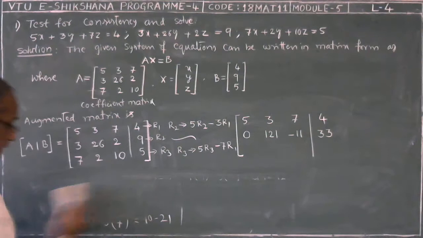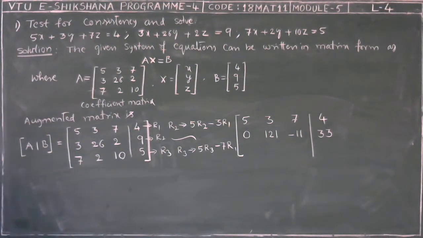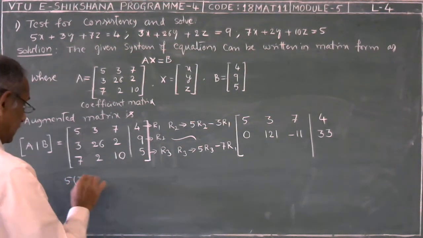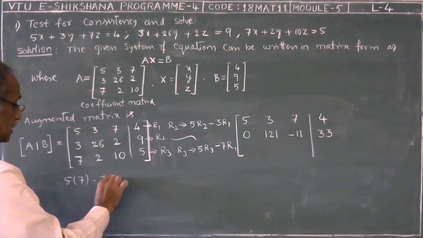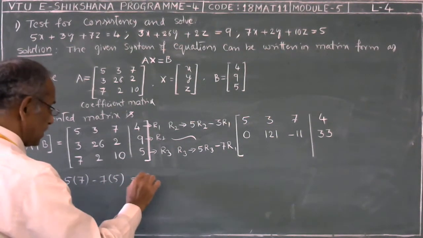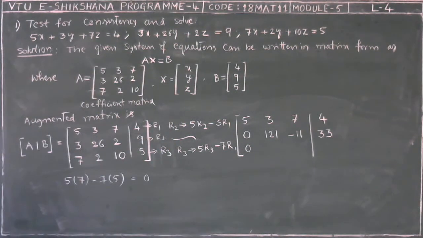Now let us look at the third row. What will happen to the third row? 5 times R3, 5 times 7, minus 7 times R1. So the corresponding element is 5. So this is 35 minus 35. So this is 0.